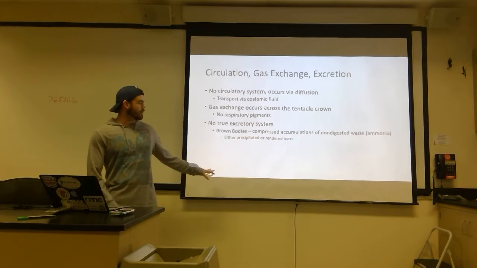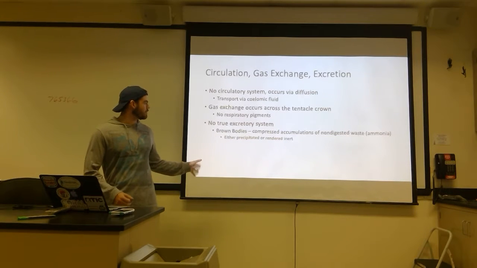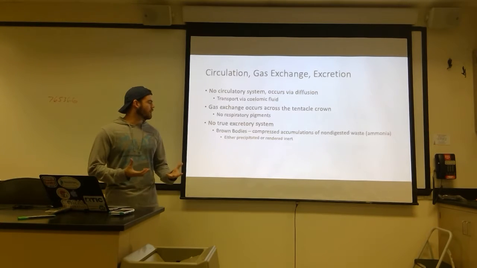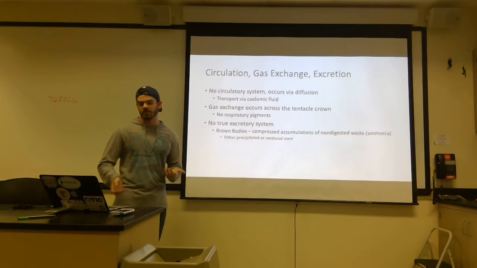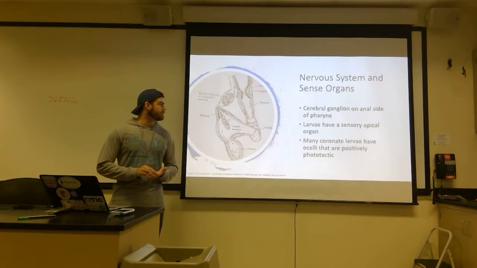As I mentioned earlier, the brown bodies function with the digestive system. They occur because there's no excretory system in them, so they compress all of the non-digestive particles and either render them inert or release them as a body. And the nervous system is again extremely reduced.